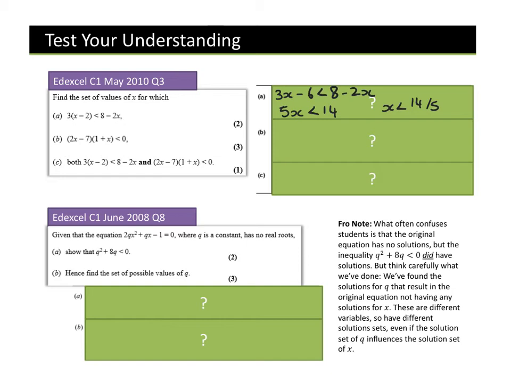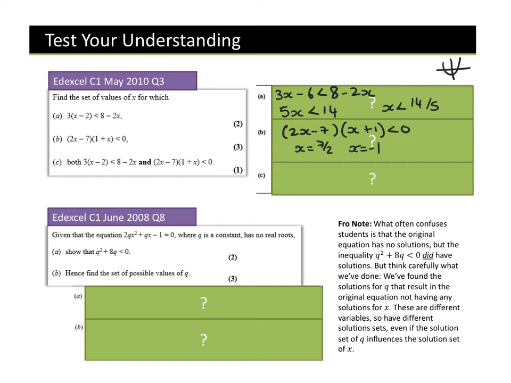Number 2. Great. They've already factorised it for us. So this is less than 0. So 2x minus 7, and I'm going to write x plus 1, is less than 0. If it's less than 0, we want below the line, okay? So x is going to equal 7 over 2, and x equals minus 1. And if you think about it, 7 over 2 and minus 1, the graph's going to look like this.